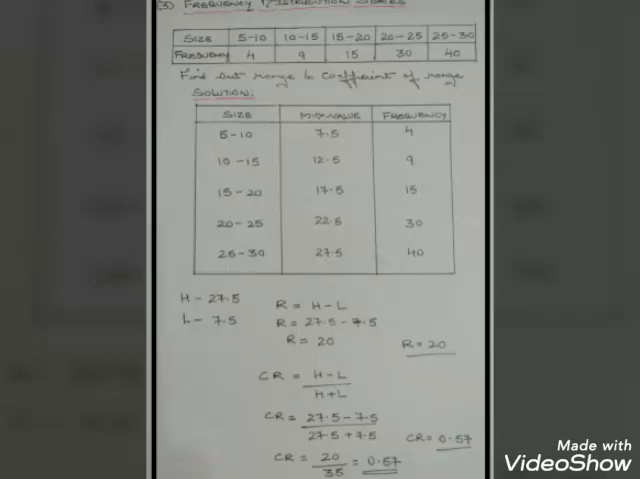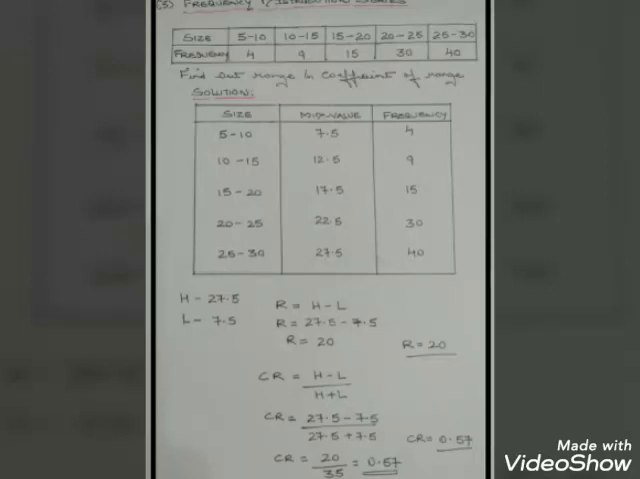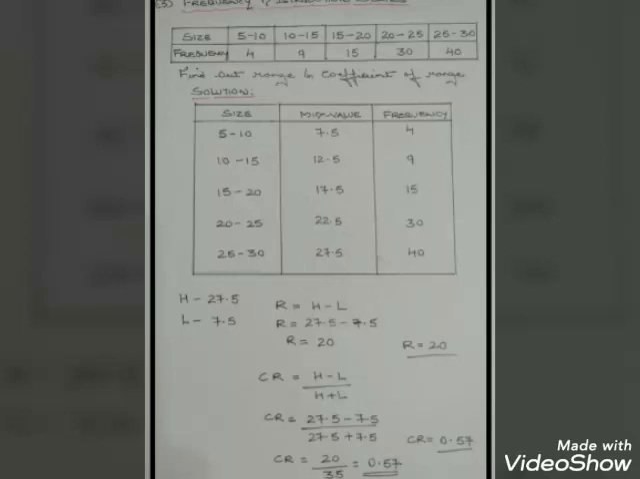Now your highest and the lowest value you will be taking from the mid value, not from the frequency. Children, remember this. If you do it from the frequency, then it will be a wrong way of calculating range. If you see the mid value, the highest value is 27.5, which I have written on the left hand side, and the lowest value is 7.5, which again I have written. Now you have to put these figures into a formula, and the formula for range is again R equals H minus L, where H is 27.5 and L is 7.5.